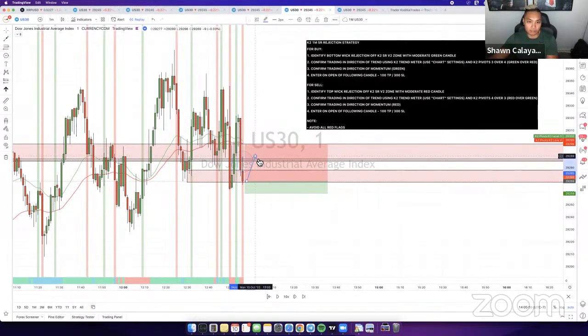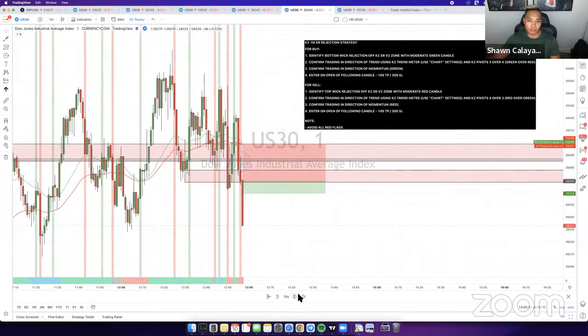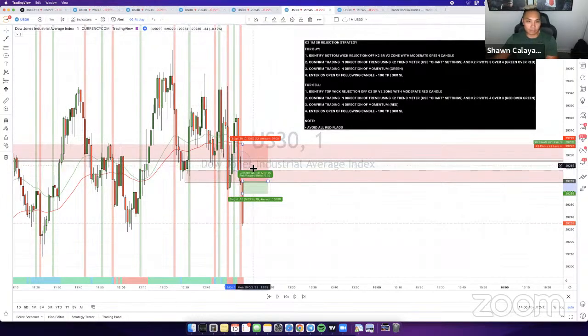With all the requirements met, you let this trade run, and there you go, full TP with basically no drawdown for a sell. And that's an example of a sell for a K2SR rejection. There goes one example there for a sell. Next up, I'll show you an example for a buy here.